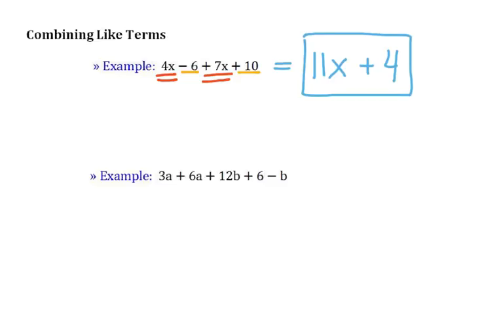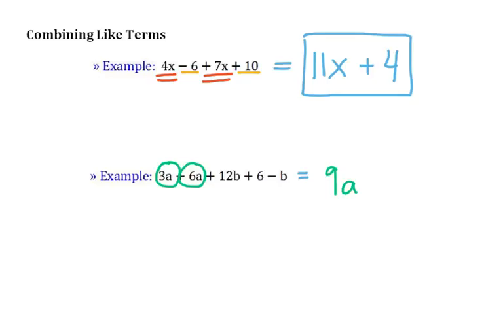This one gives 3a plus 6a plus 12b plus 6 minus b. And I'm going to use a slightly different strategy just to illustrate another way you could look at this. So I'll go ahead and use shapes this time. Again, you'll find whatever works best for you, and long term you'll be comfortable. So I see a 3a and a +6a, and those are my a terms. So 3a and 6a, well 3 plus 6, that would give 9a. Do a little bit more color coding this time.